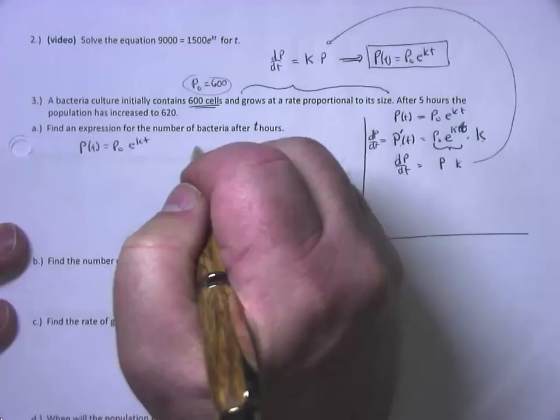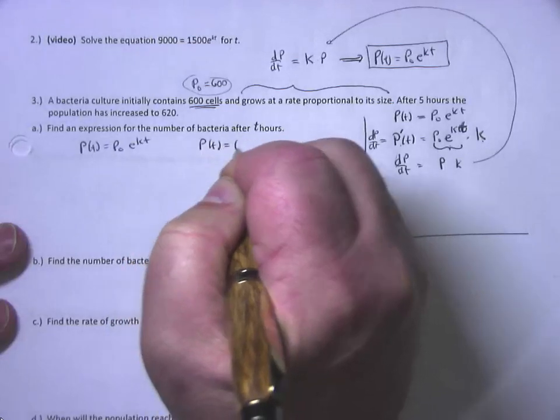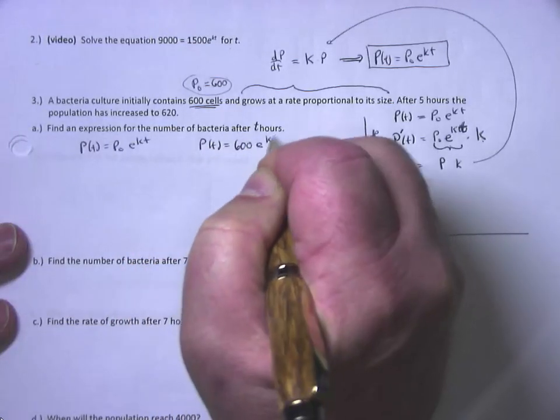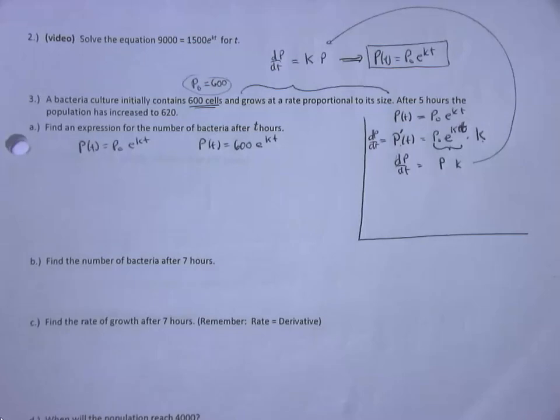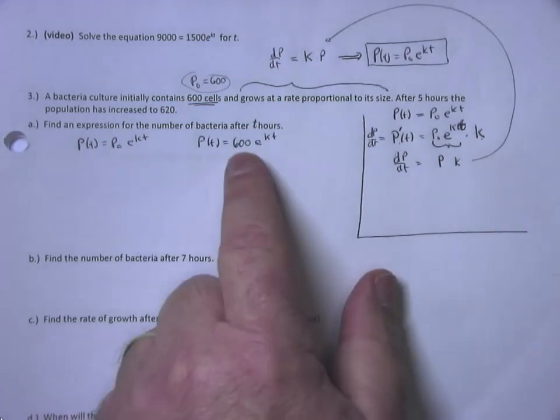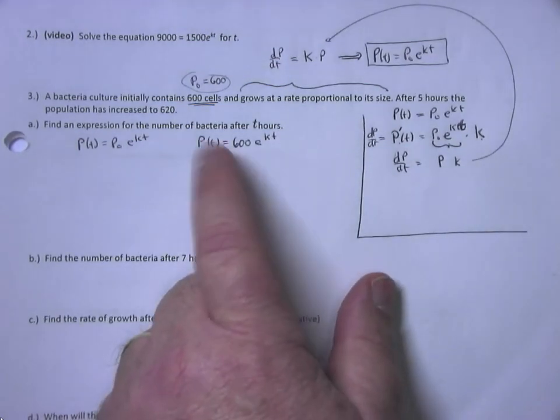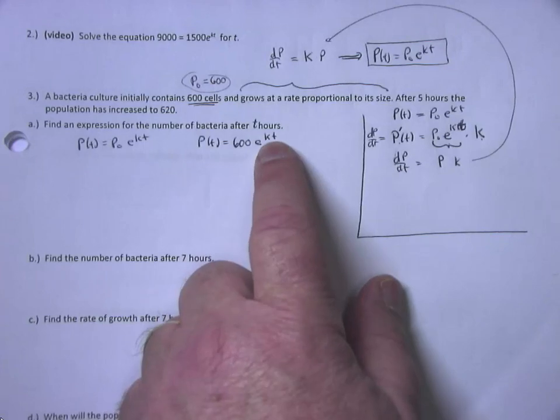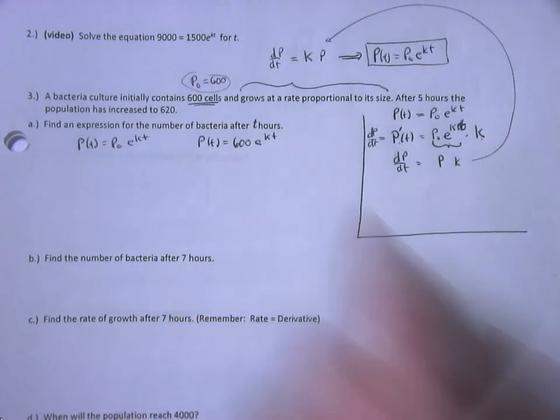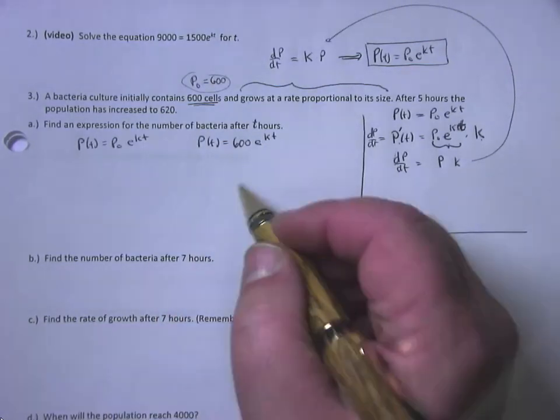So this gives me P of t equals 600 e to the kt. But there are two constants with this. T is time, that's a variable. P naught is the initial population, that's given to be a constant. The other constant is the growth rate, k. So, here we go.